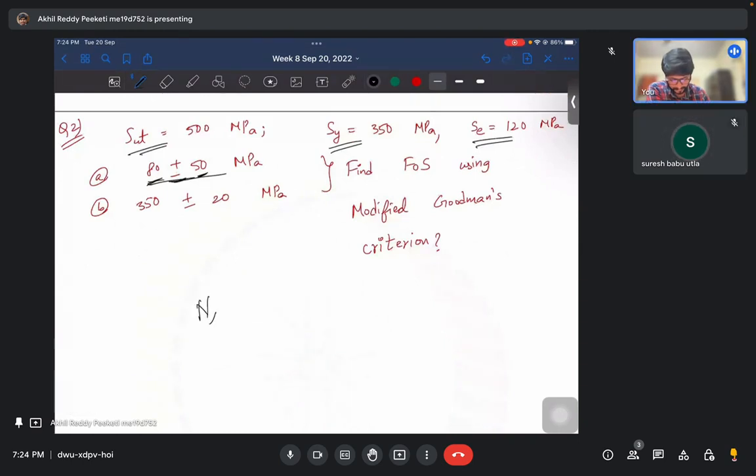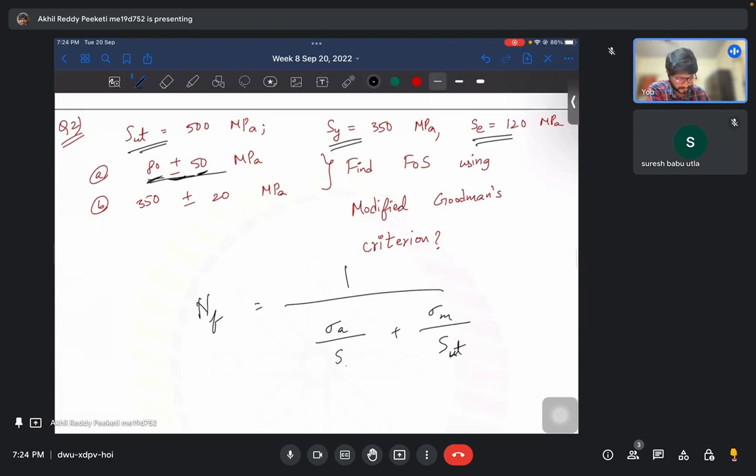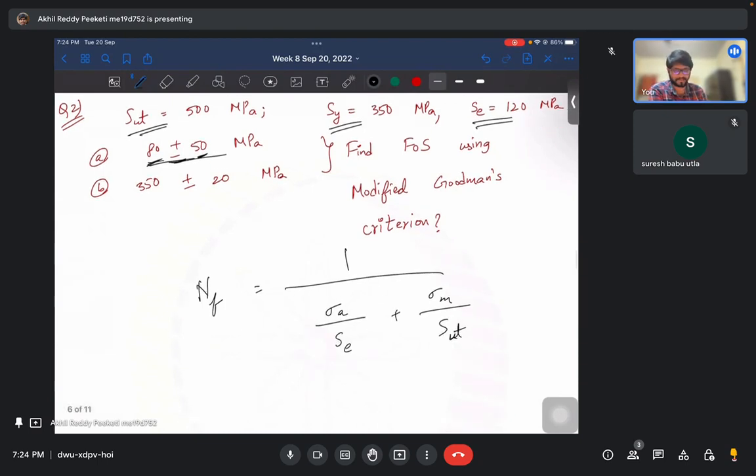Now, factor of safety we know directly a formula. So A, when I write A, it's the amplitude, and the mean. So mean by ultimate tensile strength and amplitude by endurance strength. So this is the modified Goodman's criteria.